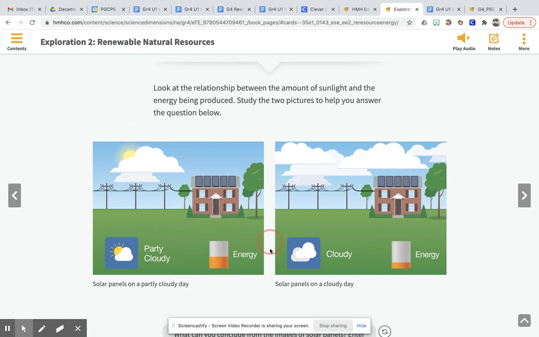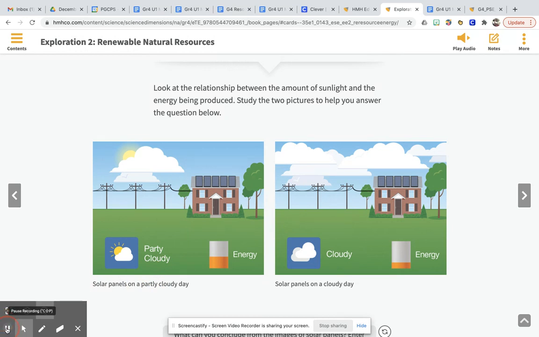And then here is our energy gauge. And then this is a completely cloudy day. And this is our energy gauge. And the house is in the exact same place. And both of the houses have solar panels. And so what I want you to do now is pause and someone just please share what you notice. What is the difference between the level of energy received on each of those days?